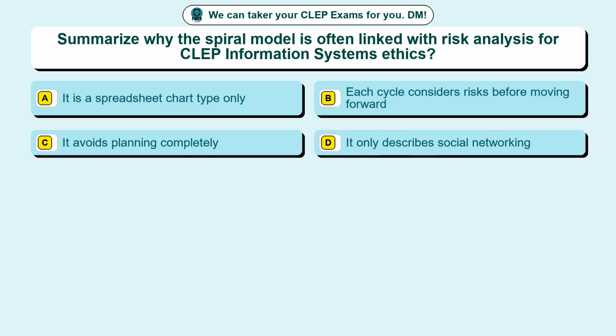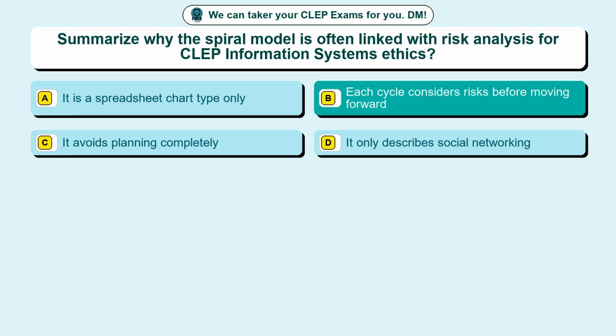Question 71. Summarize why the spiral model is often linked with risk analysis for CLEP Information Systems ethics. Option A. It is a spreadsheet chart type only. Option B. Each cycle considers risks before moving forward. Option C. It avoids planning completely. Option D. It only describes social networking.